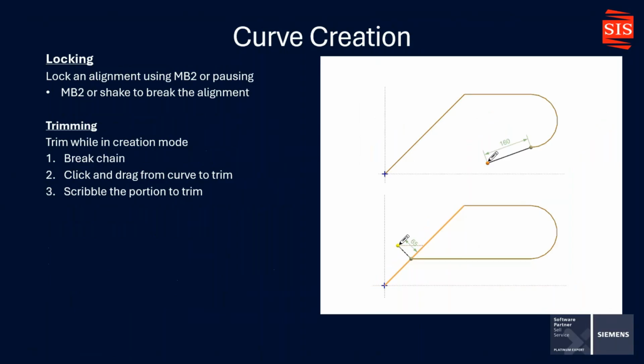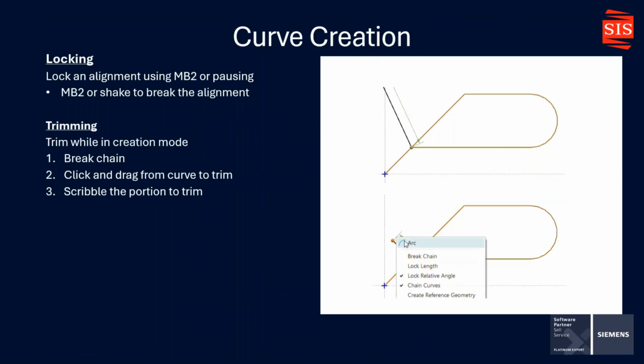Let me go ahead and advance here. So while you're creating a profile, anytime that you see an alignment preview with the dotted line, you can actually lock it by either middle clicking the middle mouse button, MB2, or pausing it for 3 seconds. And my little animation here, when it gets locked, you get a little phantom line to indicate you're in locked mode. Okay. And the other thing you can do is break that by shaking your mouse, or middle clicking again to break the alignment.